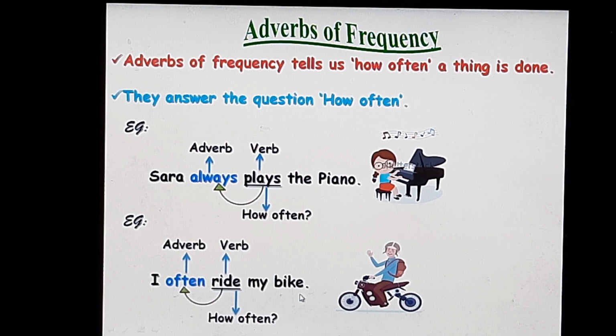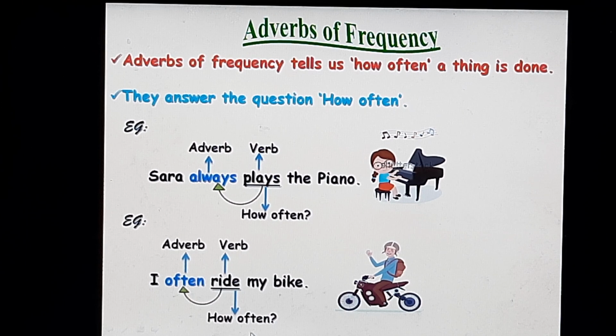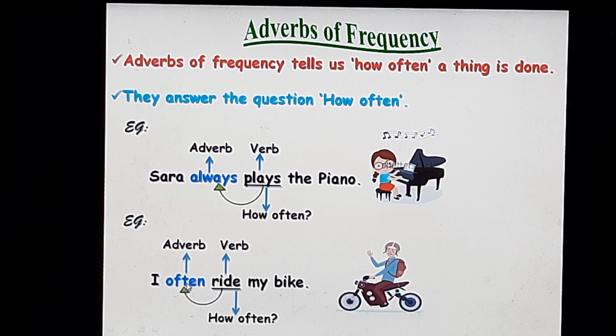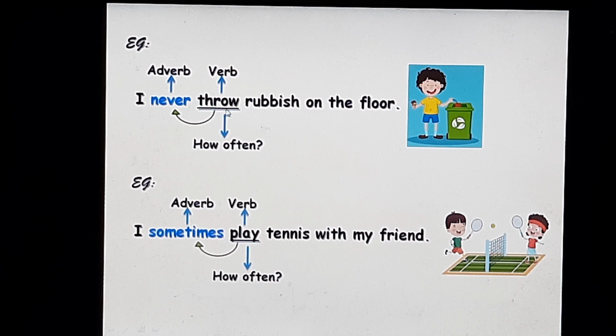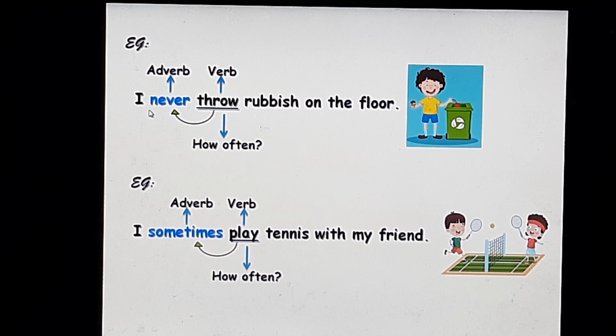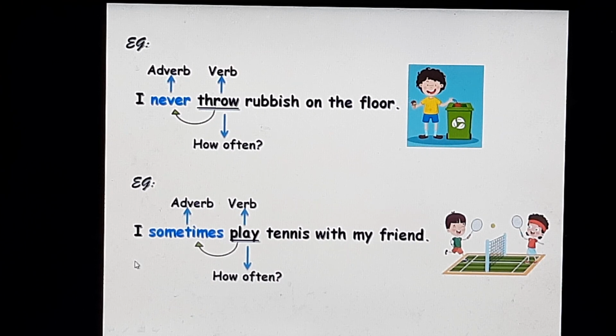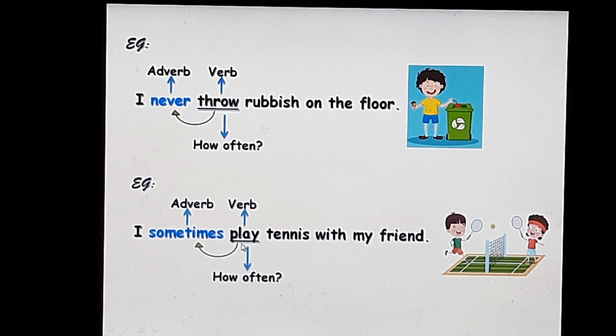I often ride my bike. Ride is the verb. Ride my bike how often? Often. So often is adverb of frequency modifying the verb ride. I never throw rubbish on the floor. Throw rubbish how often? Never. That's adverb of frequency modifying the verb throw. I sometimes play tennis with my friend. Play tennis how often? Sometimes. That's adverb of frequency modifying the verb play.